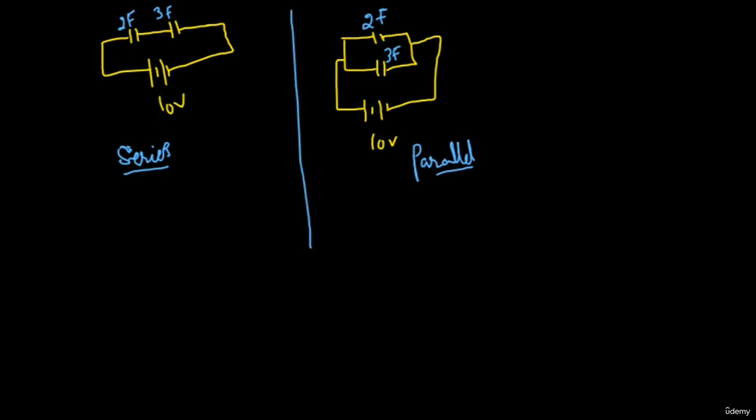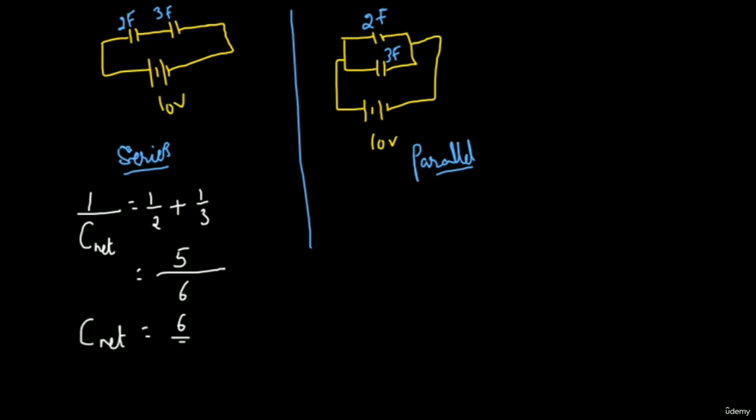For the series one, it is written this way: 1 by 2 plus 1 by 3. This is exactly like resistance in parallel, but this way it is for the series. So 6 and 5, and as we know, C net or C series is equal to 6 by 5, that is 1.2. 1.2 Farad is the total or the equivalent of these two.